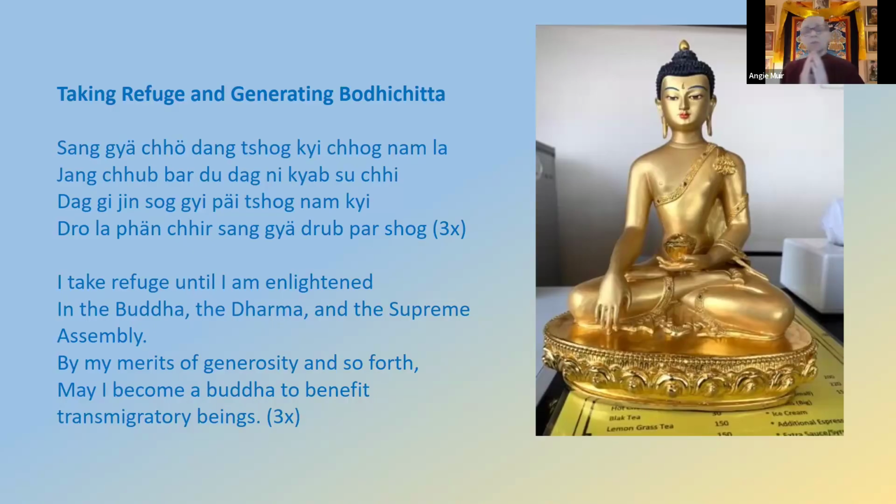Sangye chodan sogi chognamla janju bardu dagni kyapsuchi dagi chinso gebe sonamge drola penjir sangye druparshok. I go for refuge until I'm enlightened in the Buddha, the Dharma, and the Supreme Assembly. By my merits of generosity and so forth, may I become a Buddha to benefit transmigratory beings.